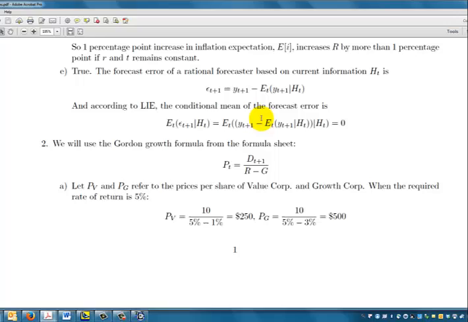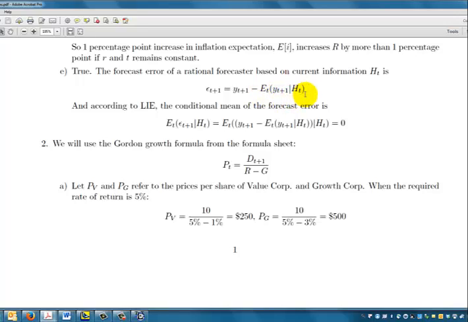And then finally, part E, this is true. The law of iterated expectations does say that the expectation of a future forecast error is 0. You can't forecast your own mistakes. Okay, so this is the error, the difference between the thing you're forecasting and your forecast.